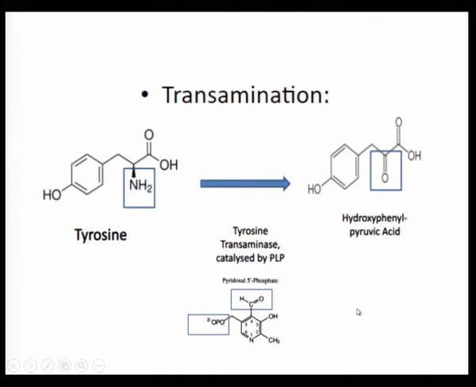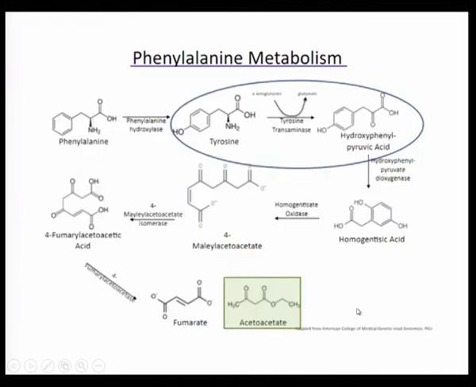This reaction we have seen already, transamination. In phenylalanine metabolism, tyrosine transaminase uses PLP, pyridoxal 5-phosphate, in transferring the amino group. Here the amino group is being removed, and here you have a carboxyl group. So this is hydroxyphenylpyruvic acid.